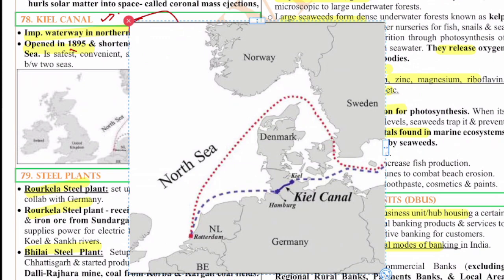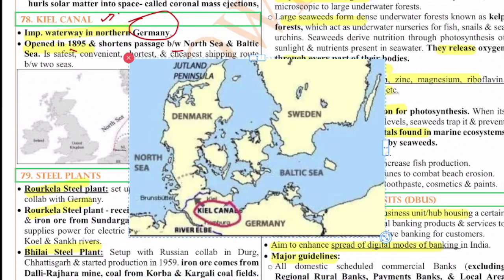So in this image you can see in North Germany we have this Kiel Canal. It connects the North Sea and the Baltic Sea, and you can see very clearly how it connects them. Okay, earlier they used to go around Denmark to reach the Baltic Sea, which is very long. But with this Kiel Canal, they can directly pass through Germany and go to the Baltic Sea. This is about Kiel Canal.